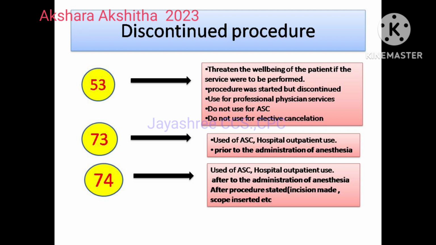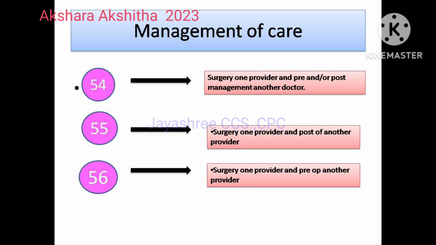Then the next modifier set is management care. Management care means 54, 55, 56. So three modifiers I am going to explain together. The first modifier is the 54 modifier. 54 means surgery is performed by one doctor and pre-operative and post-operative management is done by another doctor.